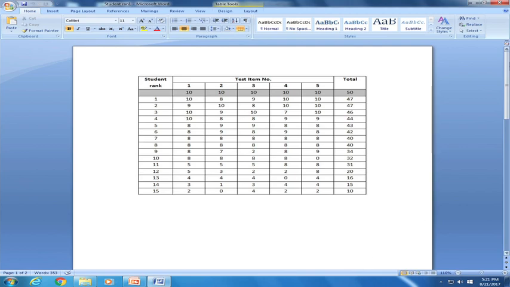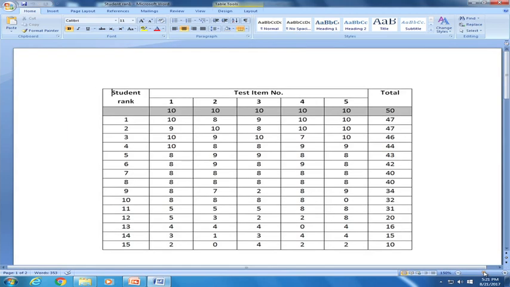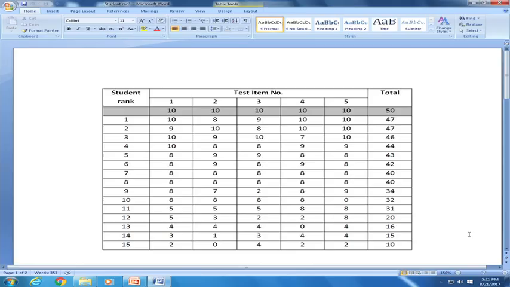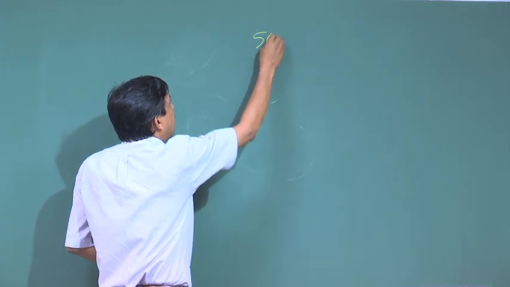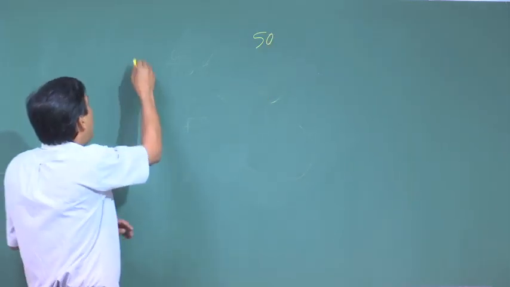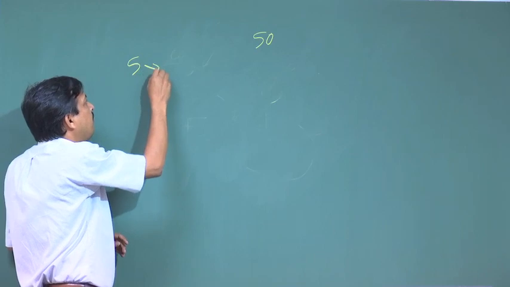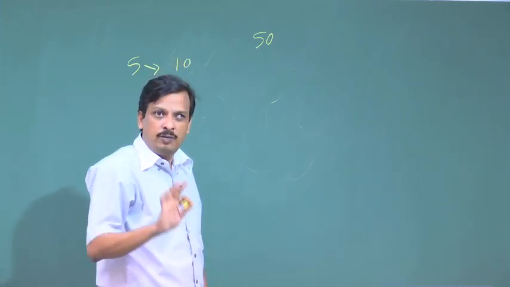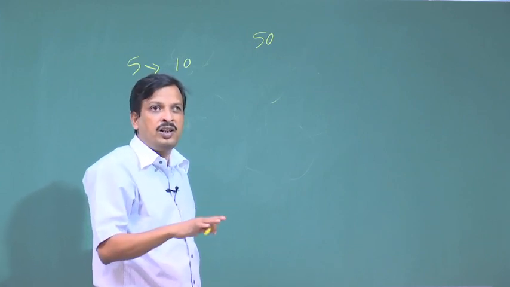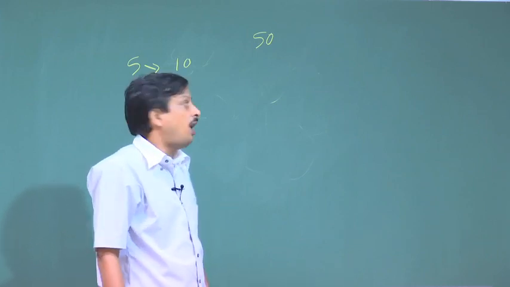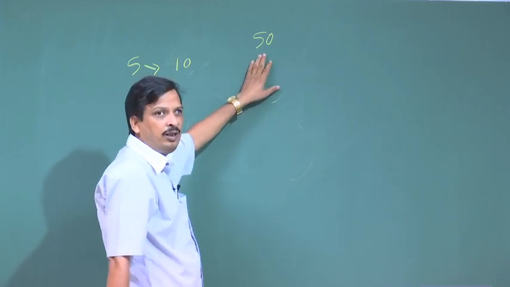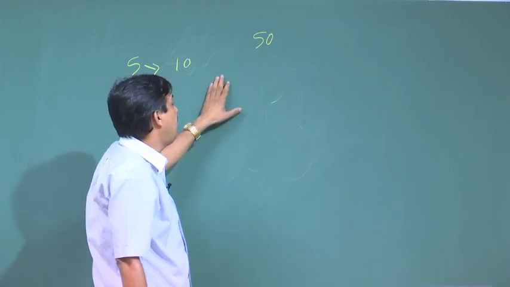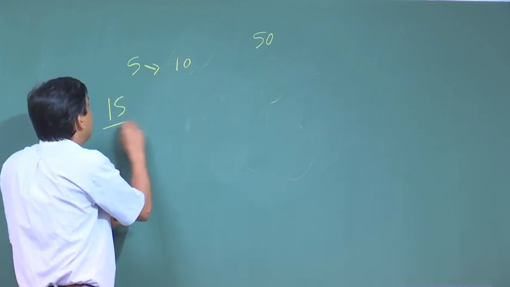So, this is one test result: in a class I have 15 students and I take a test of 50 marks total, and I have 5 test items. So, each test item carries 10 marks. Okay. I am not going to multiple choice, I will come to multiple choice later on. So, I have a 50-mark question paper with 5 questions, and I have taken the test for 15 students.